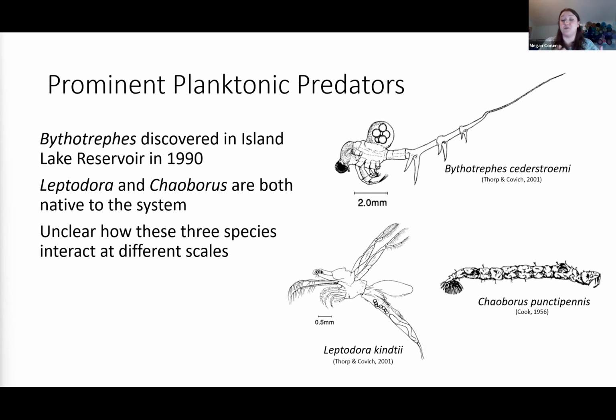I also wanted to look at two native planktonic predators, which are Leptodora kindtii and Chaoborus punctipennis. They have some different life plans than Bythotrephes, with different predator avoidance strategies and different preferred prey types. However, they're all there in Island, and no paper has ever looked at the three of them in conjunction, and what they're doing and what the prey species below them might be doing.